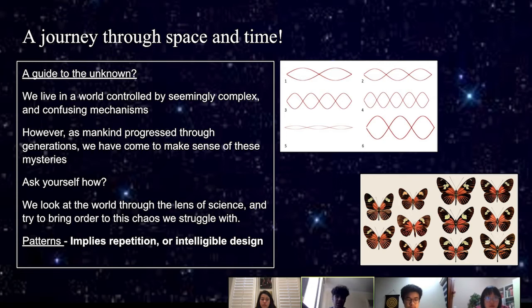We look at the world through the lens of science, through analysis, through exploration, and through idea building. And we try to bring order to this chaos we struggle with. This is the basic idea of patterns. They imply repetition or intelligible design that can be interpreted by humans meaningfully. Examples are on the right.